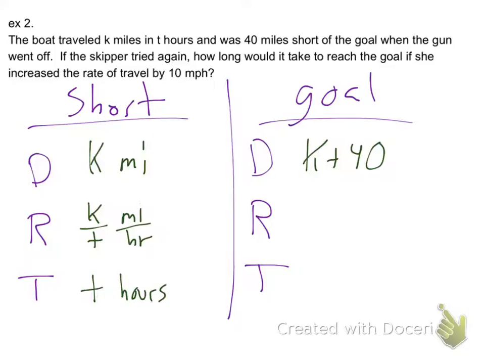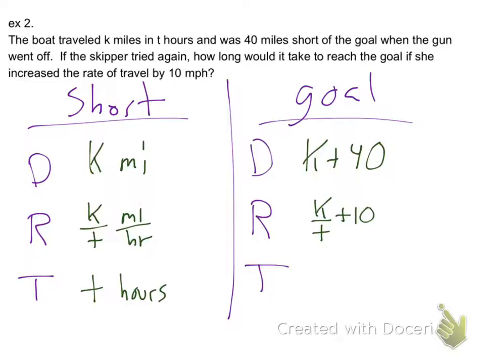And it says, how long, so we have to find the time. It's not going to be T hours anymore. But if she's going to increase her rate by 10, what does that mean? It's going to be whatever her old rate was, which we don't know, it's just K over T, plus 10. She's not going 10 times faster. She's going faster by 10 miles per hour. So it's plus 10.